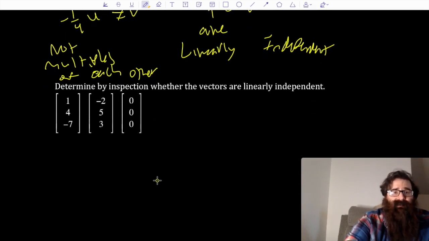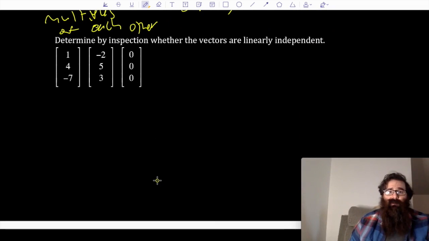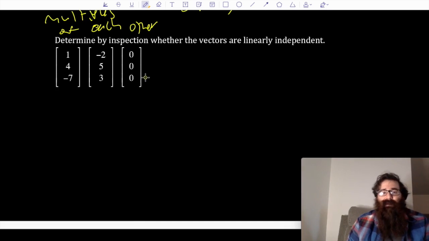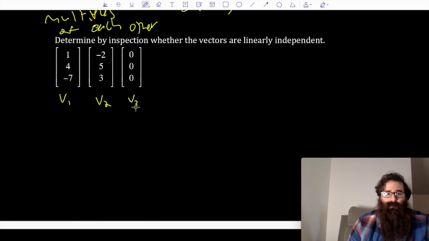What about this last set here? Determined by inspection whether the vectors are linearly independent. Much more difficult when we don't have just two vectors, but there's something very special happening here in this case. I have three vectors, but one of my vectors, right away I'm noticing, is the 0 vector. And there's a little bit of kind of a workaround, almost feels like a cheat or like a math hack that we can do here. Let me call these vectors v1, v2, and v3 to sort of coincide with our definitions and theorems in our lecture a bit better.